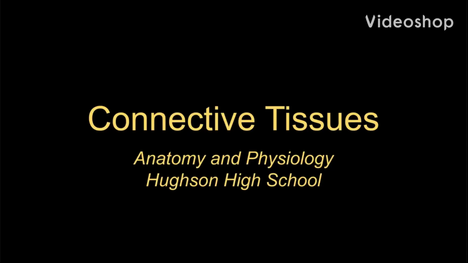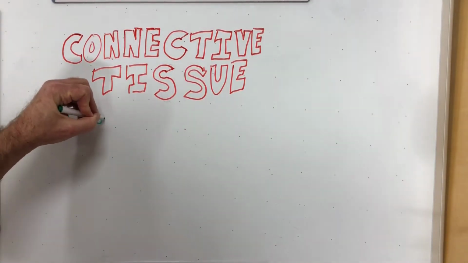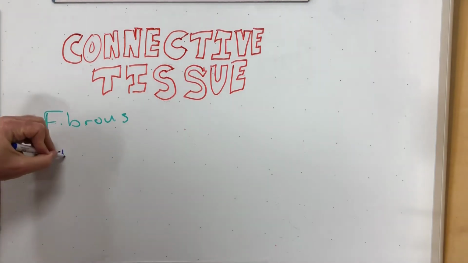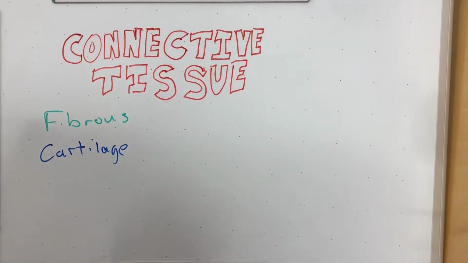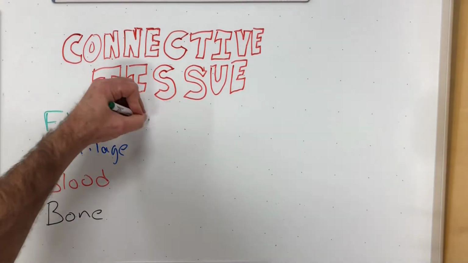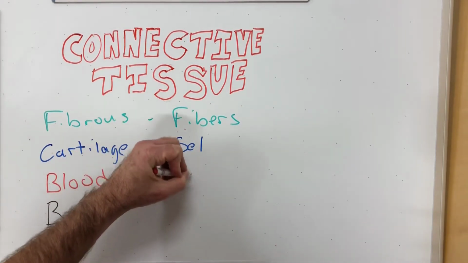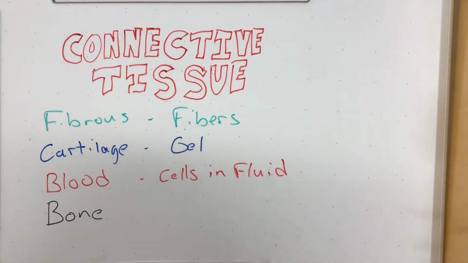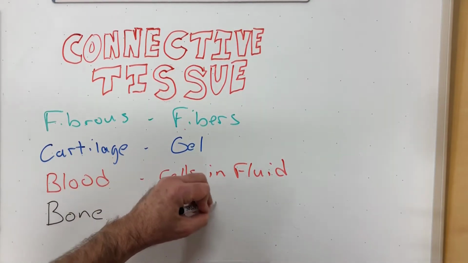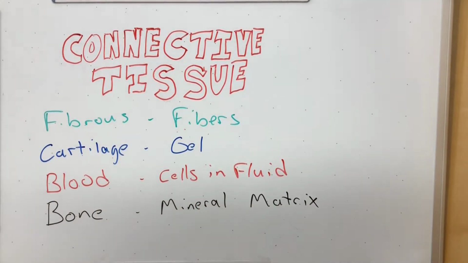Hello, today we're going to be looking at the different types of connective tissues and the materials that make them up, both living and non-living. Connective tissues can be broken down into four classes: fibrous, cartilage, blood, and bone. Now, the fibrous tissues are defined mostly by the fact that they're made up of fibers. Cartilage is made mostly up of a gel matrix. Blood is mostly liquid with cells floating in it, and bone is mostly a mineralized crystal type of structure.